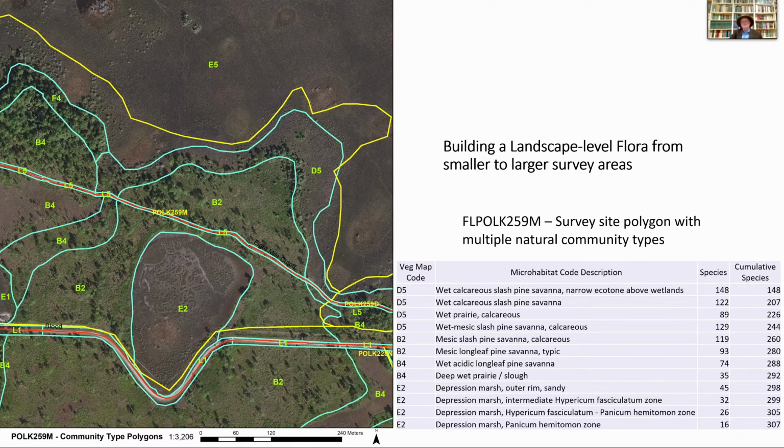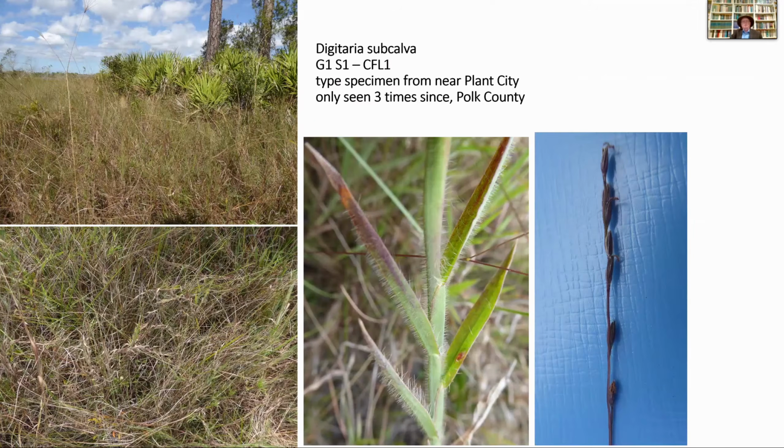We found 2 species which are quite rare. One is Digitaria subcalva, which is a G1S1 species: globally critically endangered, state critically endangered, Central Florida critically endangered. The type specimen of this rhizomatous, very fuzzy grass is from near Plant City in Hillsborough County, and it's only been seen 3 times since the type specimen, all within this habitat in Polk County.